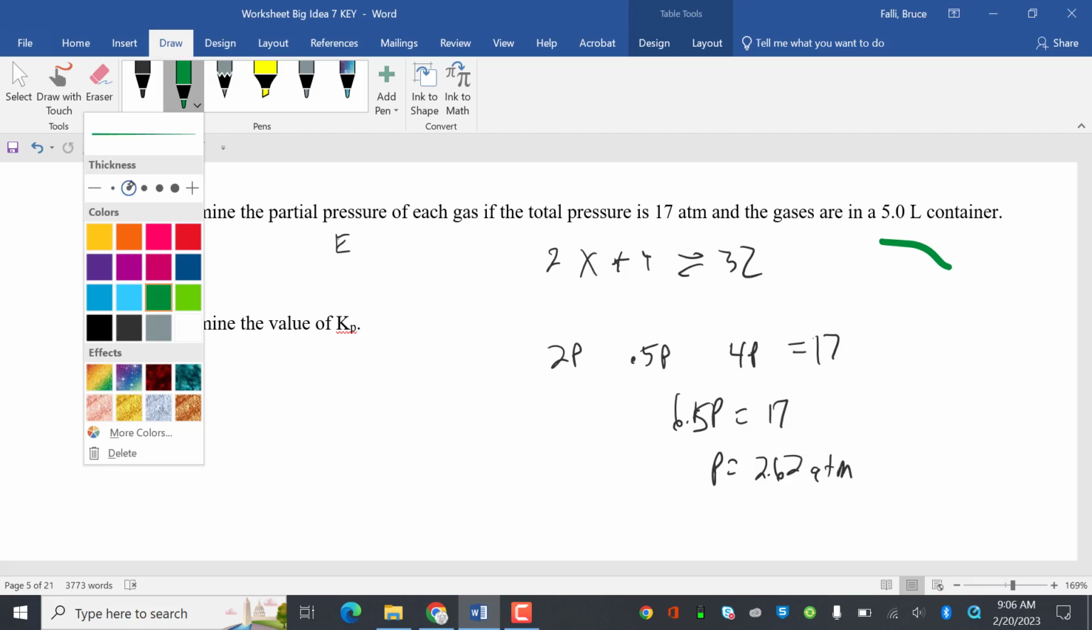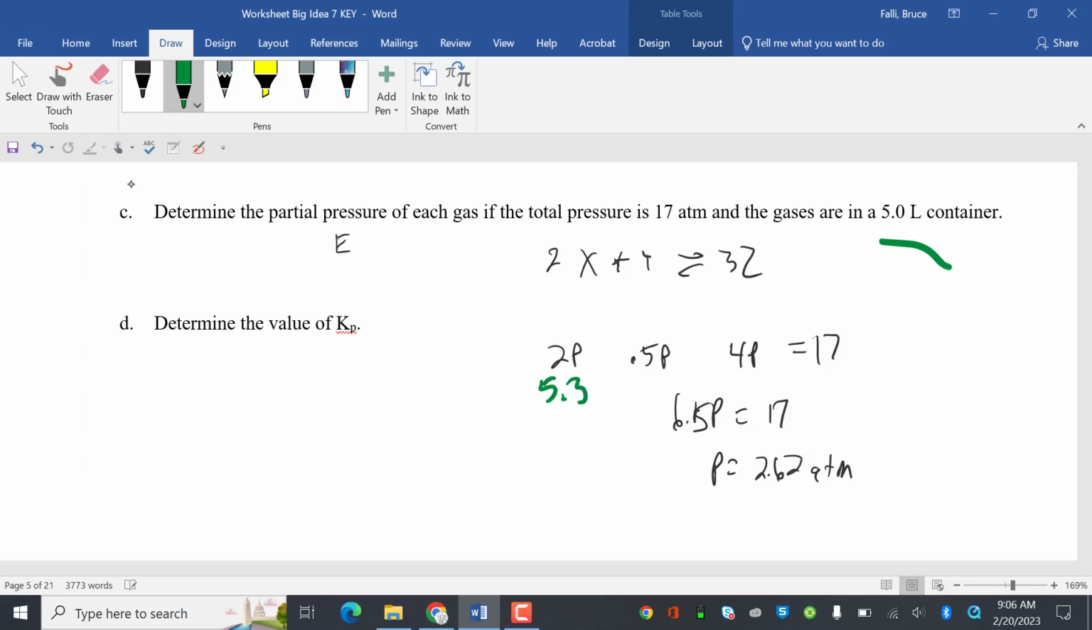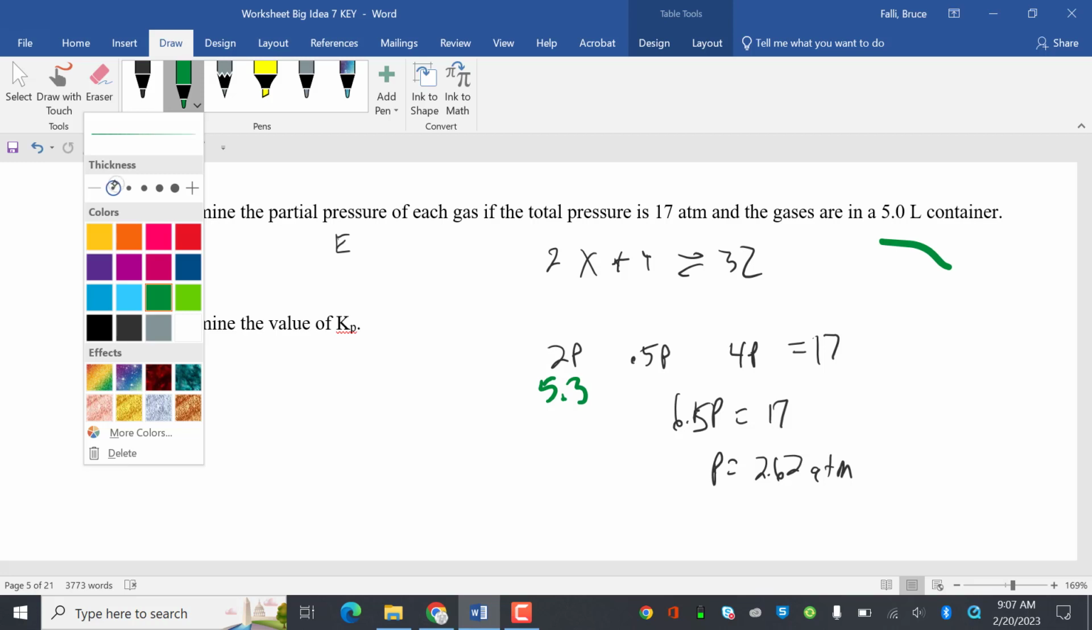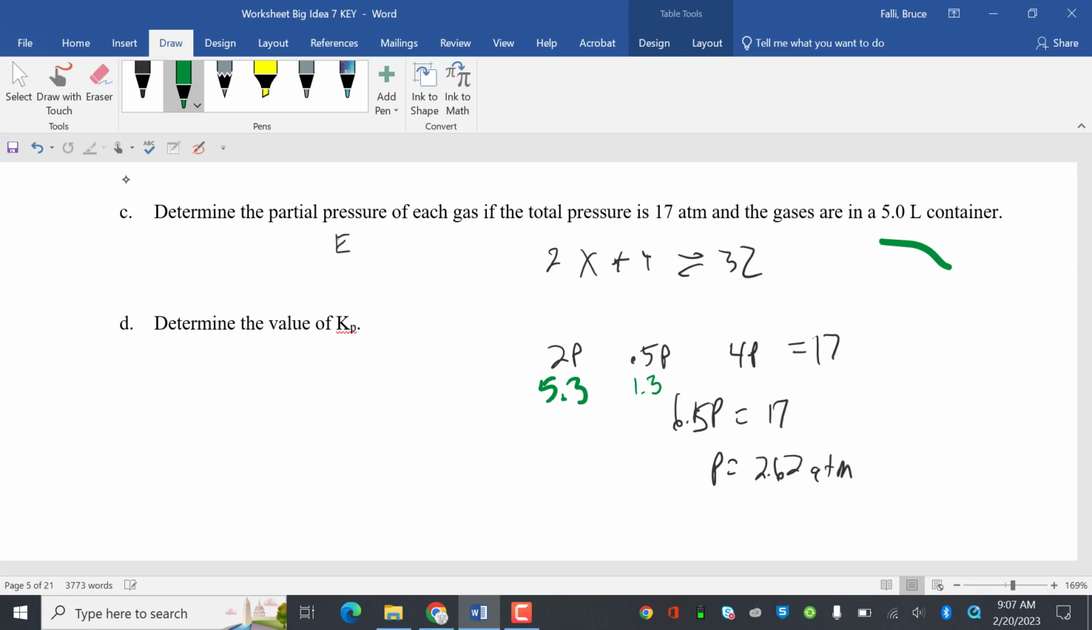So 2.62. So 2 times 2.62 is 5.2. That's still thicker than I want it to be. And then 0.5 times 2.61538 is 1.31. And then 4 times 2.61538 is 10.4. Okay. So if I do that, then those would add up to be 17.